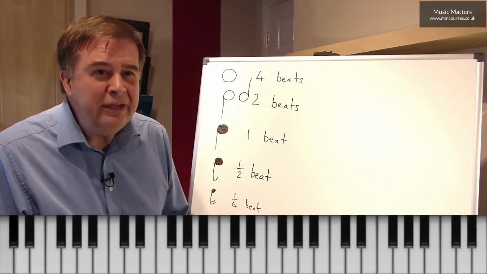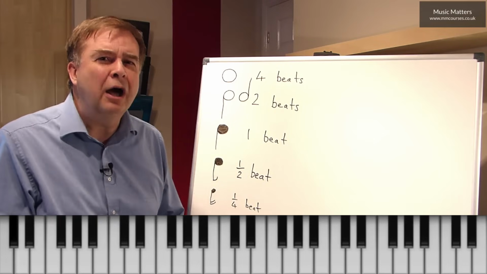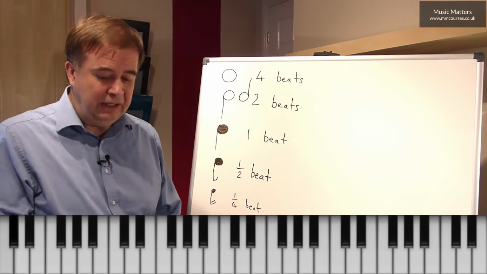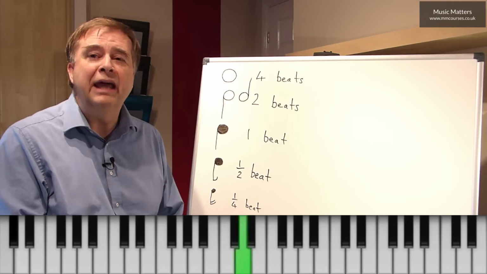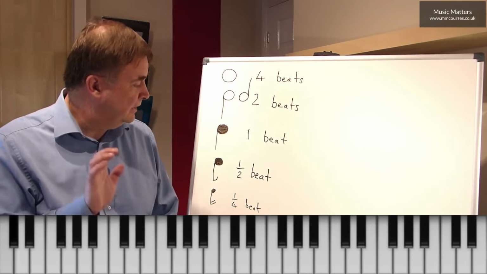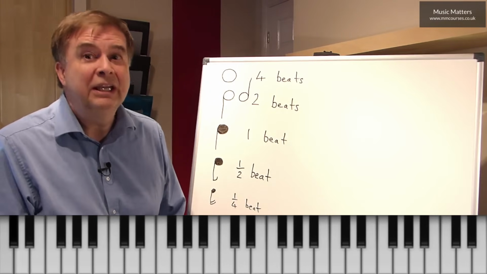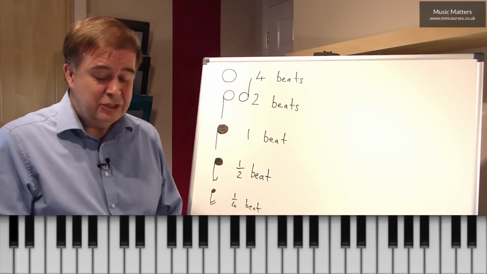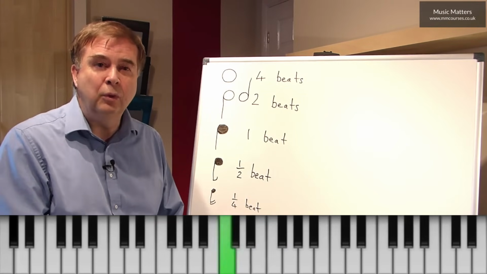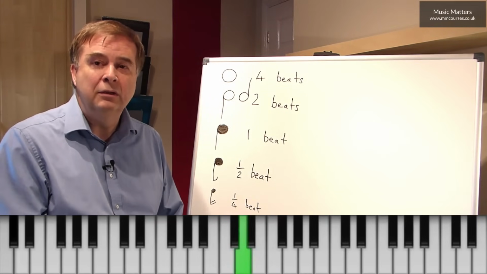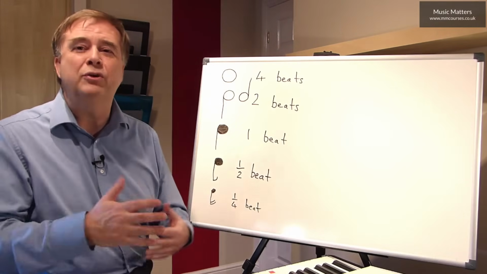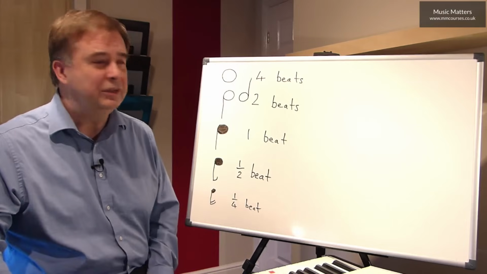If we go to quavers, because they're worth half of a beat, we would have two quavers to each beat. We'd have one and two and three and four and one, and so on. Semiquavers, there are going to be four of those to every beat. One, two, one, two, one. So you begin to see how these different rhythms will interact in any piece of music.